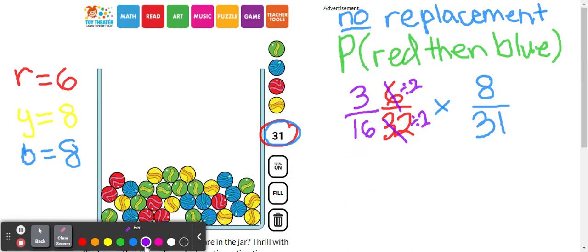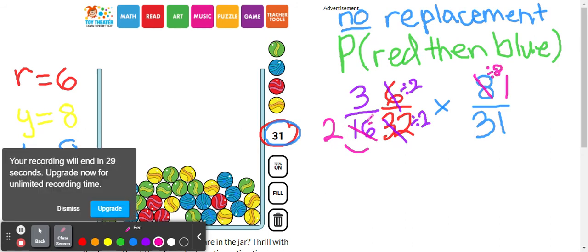But now you guys check this out. This is the cross-canceling. Look at the 8 and the 16. Those have a common factor of 8. 8 divided by 8 is 1. 16 divided by 8 is 2. So again, cross-canceling is when you divide the numerator and denominator by the same number. You're allowed to do that.